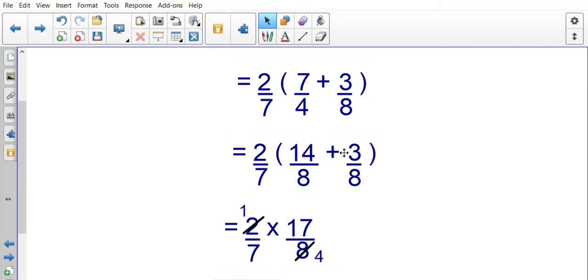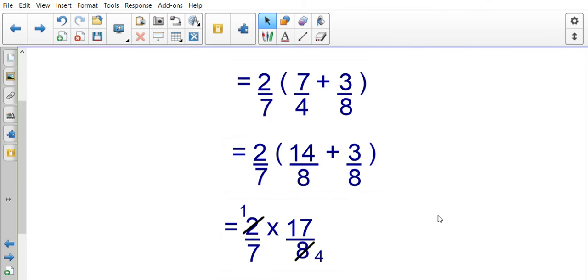You'll notice from this line here to the next line, I've changed it to a multiplication. So using your knowledge, I suppose, of algebra at this point, if you had a number and then you had terms within a bracket, that number would be multiplying the bracket. Okay, so I could have kept my brackets in there, but I've replaced it with a multiplication to show you that the 2 over 7 is multiplying the bracket.